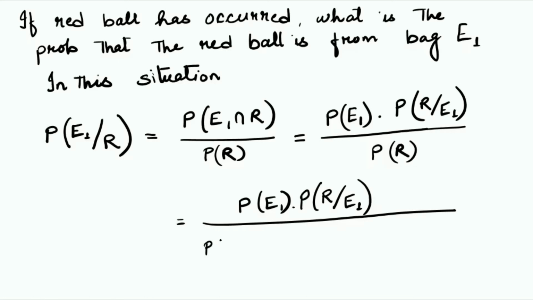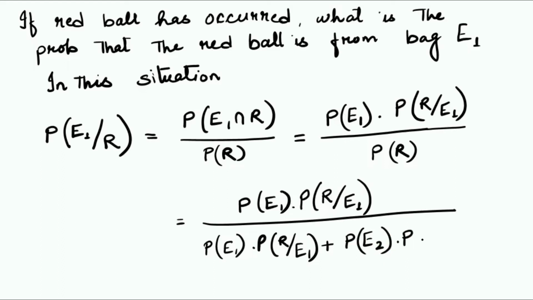The probability of R was probability of E1 into probability of R given E1 plus probability of E2 into probability of R given E2. See, this is total probability. So what you were doing in class 11, favorable probability by total probability, is the same thing. Yes, this is the probability of getting a red ball from E1. That is what you are finding. So this is favorable to red ball from E1, and this is the total probability of getting a red ball. Yes, I hope this is clear.